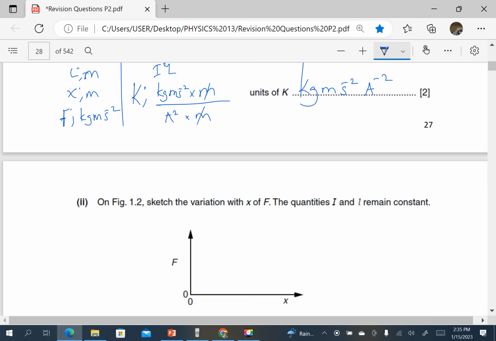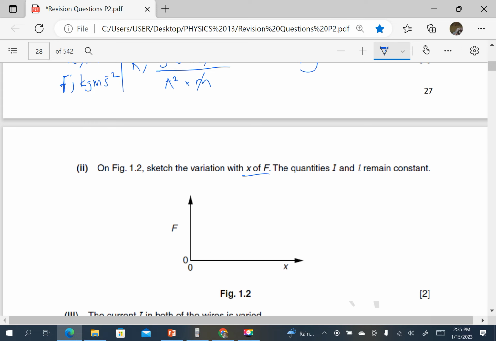On the figure, sketch the variation with x of F. The quantities I and L remain constant. So we have seen that F is equal to K I squared L over x. So F is inversely proportional to x. When x is 0, F is infinity, and when F is 0, x must be infinity. So that is a curve which does not touch any of the axes.